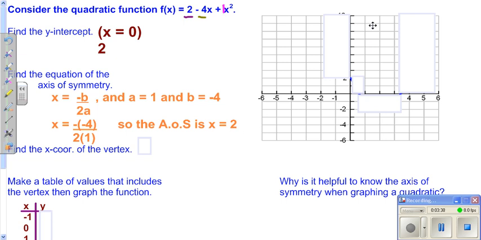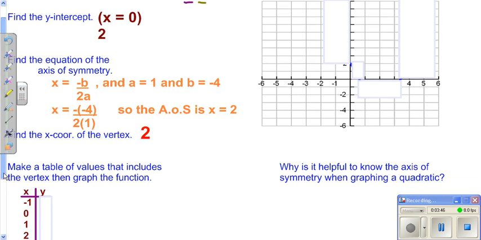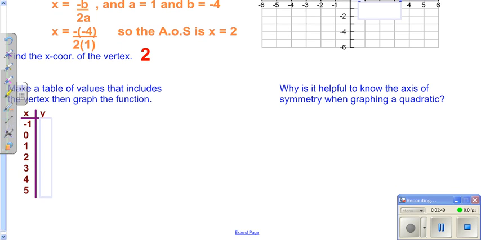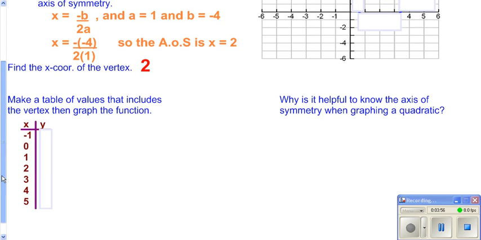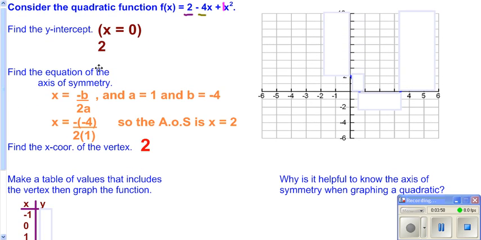That's the vertical line that would cut your graph in half right here. Also, the x-coordinate of your vertex is also 2. It's always the same as your axis of symmetry. So now you want to go ahead and make yourself a t-chart, choosing 3 values on each side of 2, taking negative 1, plugging it in here for x, taking 0, plugging it in, taking your 1, plugging it in, and so on.